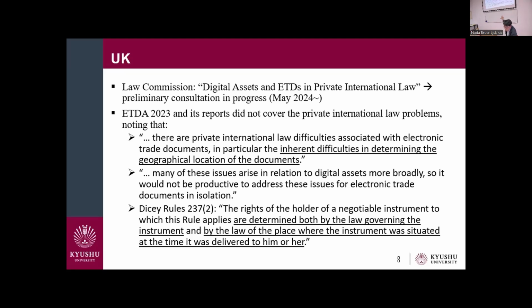And this report was also mentioning the interesting rule on the right of the holder of the negotiable instrument. This is, of course, the traditional rule for the paper-based bill of lading, but it is both determined by the law governing the instrument and by the law of the place where the instrument was situated.